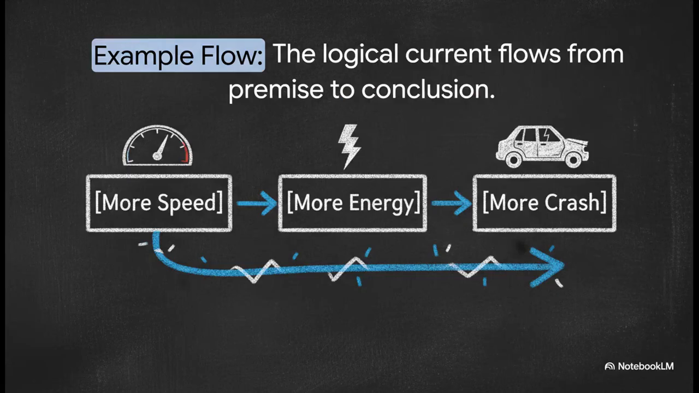Let's use a really simple example to see how this works. Let's say the argument is that higher speed limits lead to worse crashes. How do we map that out? Well, the first part is that more speed leads to more kinetic energy, right? And that extra energy, in turn, leads to a more severe crash. See that? The logical current just flows perfectly from one point to the next.